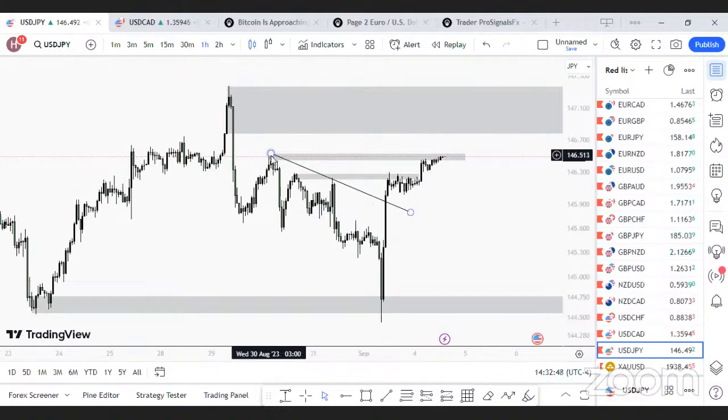So I have a connection here. I have this and I have this. Then I'm waiting for the third touch, that is this. I'm waiting for this market to touch it for the third time and start going down. But what happened? It actually broke out.